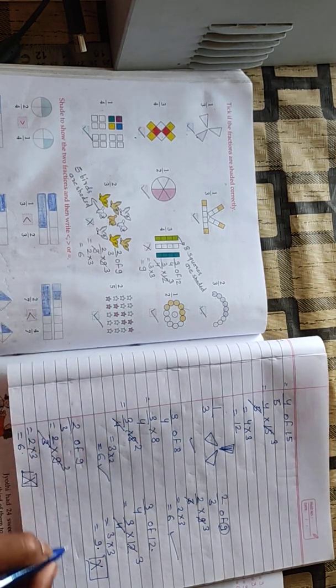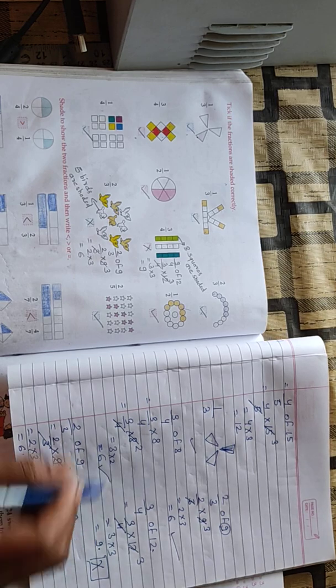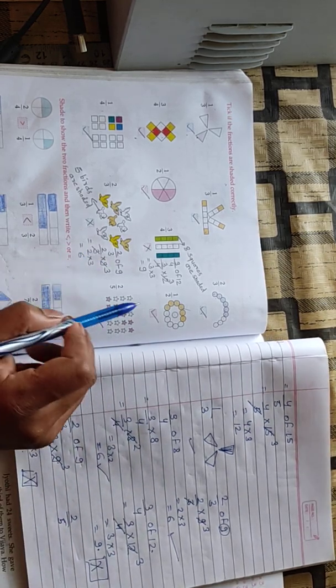Now here comes 2 by 5. First let us count how many stars are there in total.